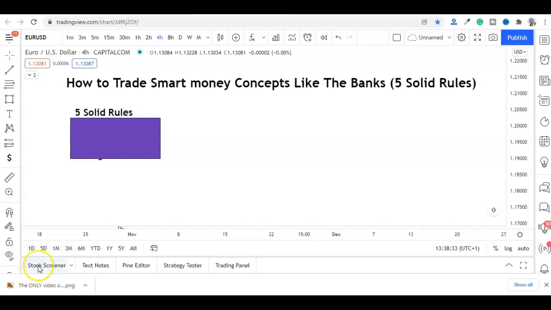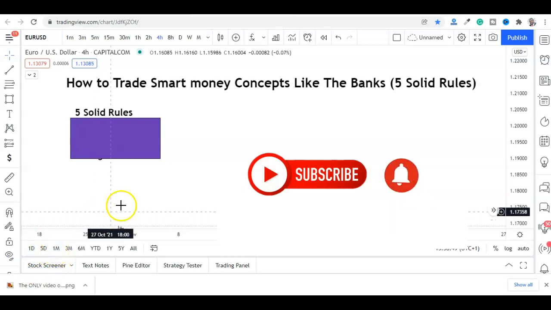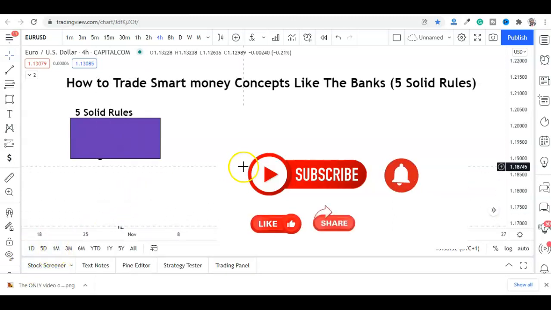Hi traders, in today's video we are going to look at how to trade smart money concept like the banks and the 5 solid rules you will need to implement in your trading plan. Basically, this might be the only video you need to trade like the banks. So without wasting time, I'm going to go straight to the rules that you need.